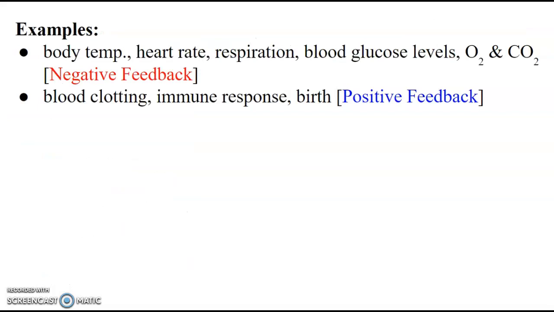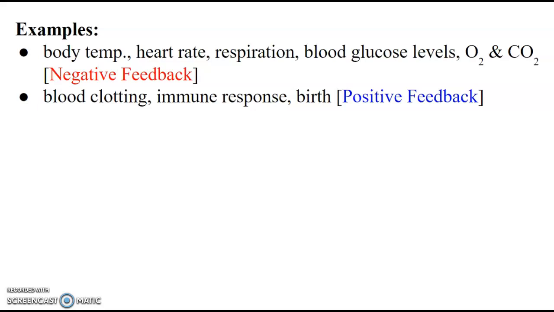Some examples of homeostasis: we need a constant body temperature, our heart rate has to adjust based on our blood demands and oxygen demands. Respiration, our rate of breathing is related to our oxygen levels in the blood and the demand of cells for that oxygen. Blood sugar levels have to be regulated within a certain range. We can't have too much carbon dioxide in the blood, so we have to make sure we're expelling that. That's all part of negative feedback systems that regulate these things.